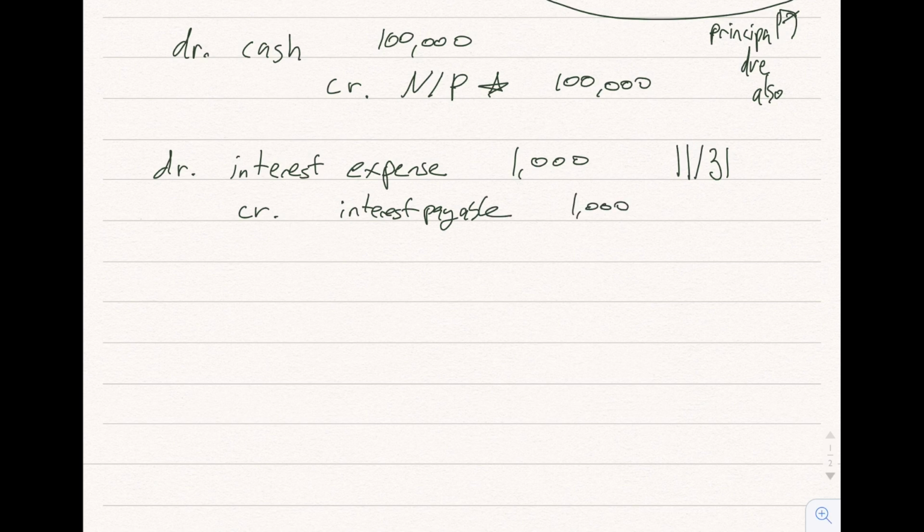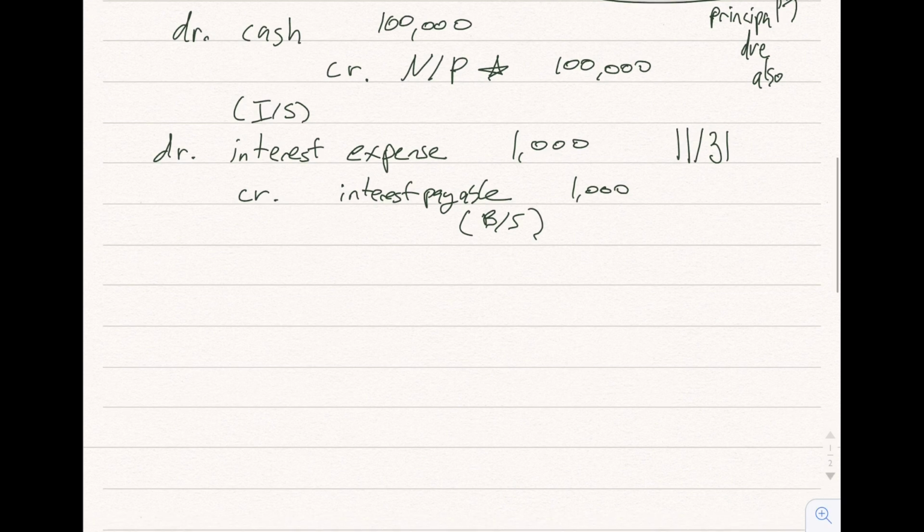So as with many journal entries, this one affects the balance sheet and the income statement, right? This one is going to affect the income statement, and interest payable, because it's a liability, just like notes payable, it's going to affect the balance sheet.